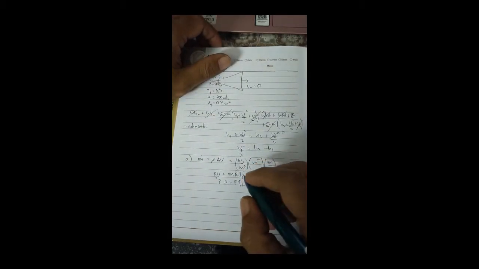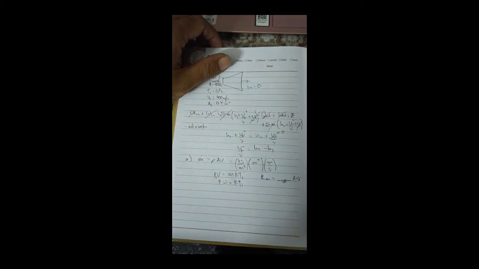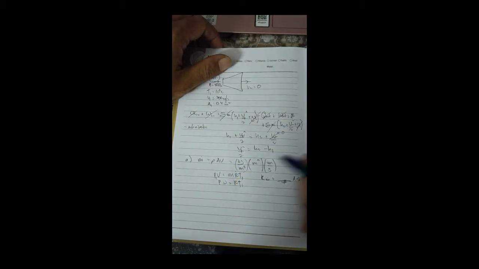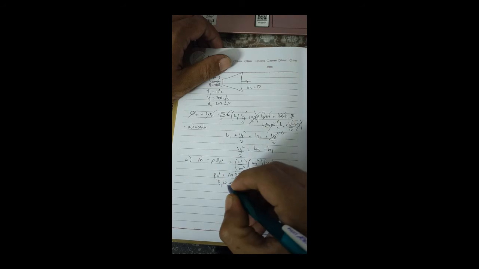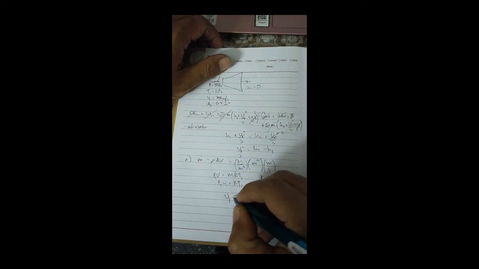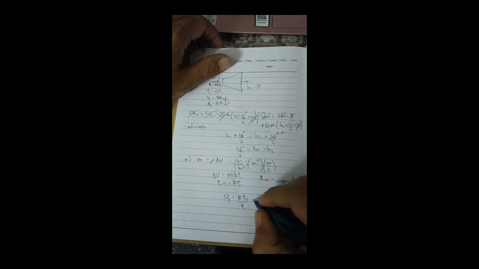So we have it in terms of specific volume. We can relate it to this: P1 specific volume 1 equals RT1. So specific volume 1 is RT1 over P1. So we have all the values, and the unit is meter cube per kg.